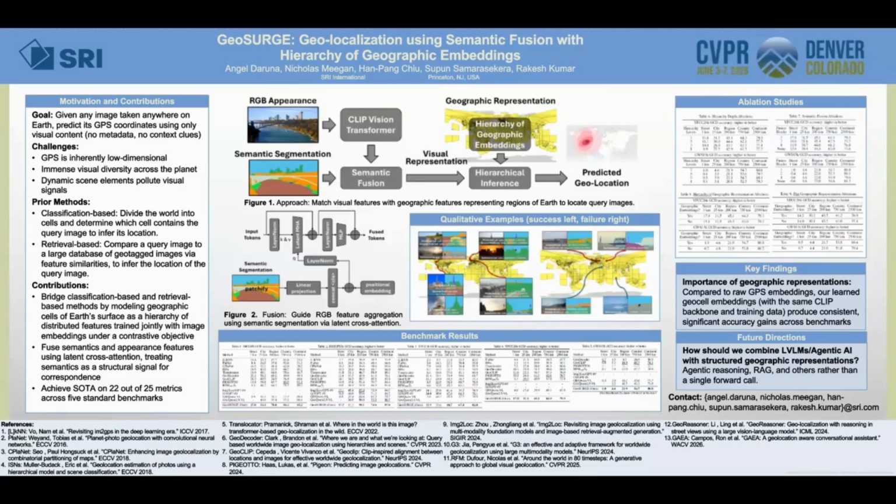The main takeaway is that explicit geographic modeling is still very valuable for worldwide visual geolocation. Instead of representing a location only as a low-dimensional GPS coordinate, GeoSURGE learns a structured, multi-scale embedding space for geography and aligns the images to that space. Looking forward, an interesting direction is combining structured geographic representations like this with LVLMs or agentic systems. Rather than asking a large model for a single answer in one forward pass, future systems could combine learned geocell embeddings, retrieval, map structure, and reasoning.